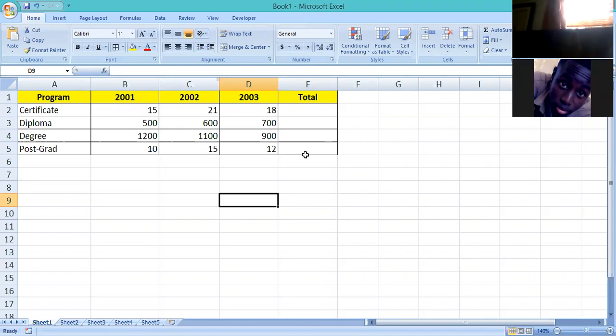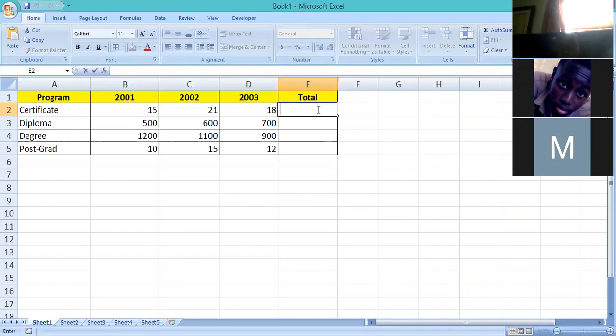All right, so as I said, it's a school and it's showing over the years how many persons did each type of certification or degree. So to find the total of certificates over the years 2001 to 2003, what function are you going to use? Sum. You would use sum. Okay, I want you to look at it and tell me the entire formula that you would put right here in E2 to find out how many persons did certificate from 2001 to 2003.